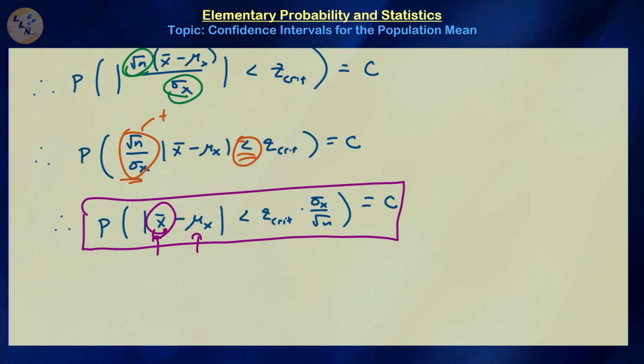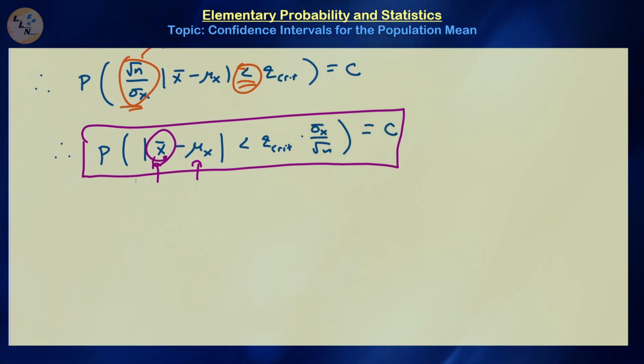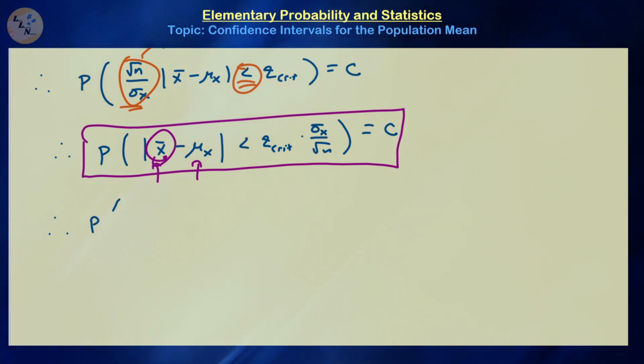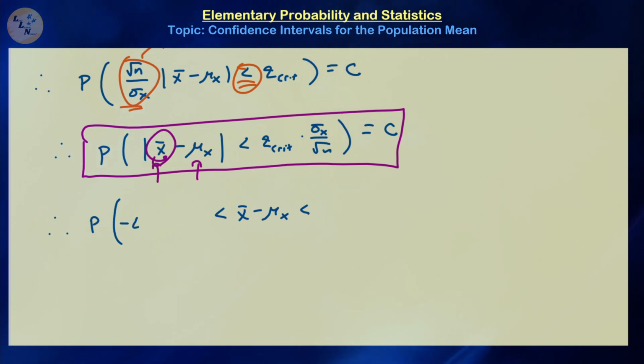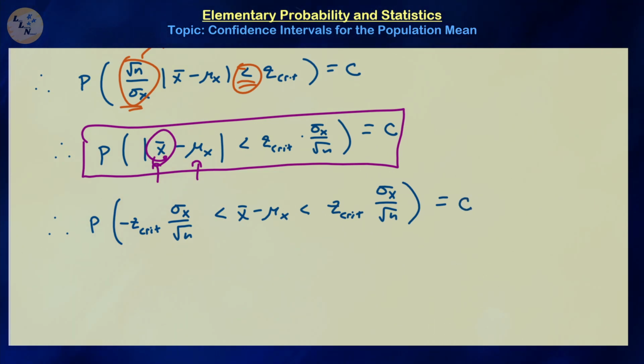So since this is an inequality, we can rearrange this in terms of non-absolute value inequalities. So this is going to be equivalent to what? This is going to be the same as the probability that x bar minus mu x is between two values. So what are those two values going to be? It's going to be equal to minus z critical value times sigma x over the square root of n, and positive z critical value times sigma x over the square root of n. That's going to be equal to c.